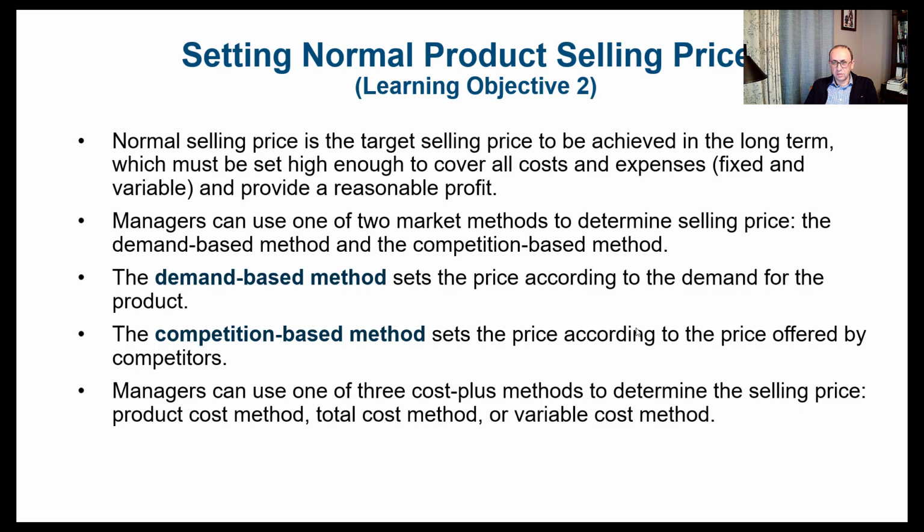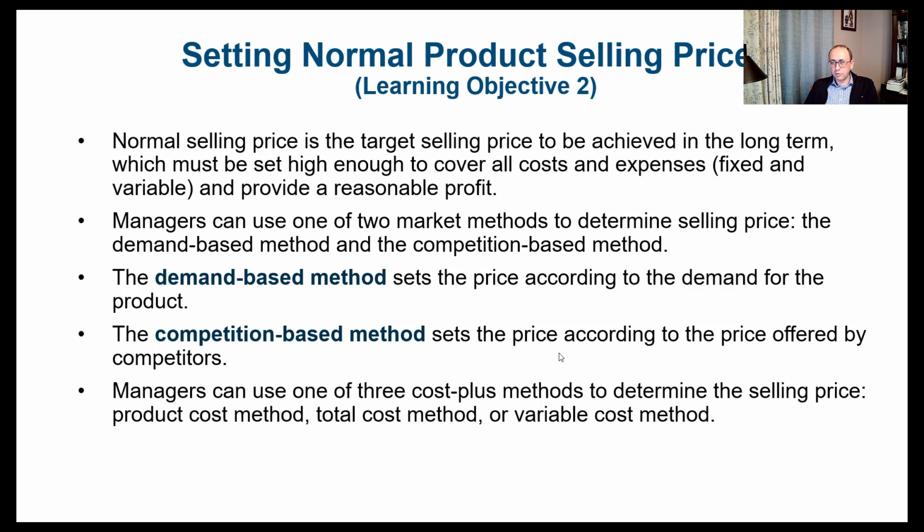So the dynamics of economics are the reason how we decide on the selling price, so supply and demand. And the other thing is the competition. So the competition-based method sets the price according to the price offered by competitors. So we try to be within the same range as competitors. If we believe our product is better, we can raise it a little bit compared to our competitors. If we're trying to compete on the price, then in this case we can lower a little bit compared to our competitors. We can also use something called the cost plus method.